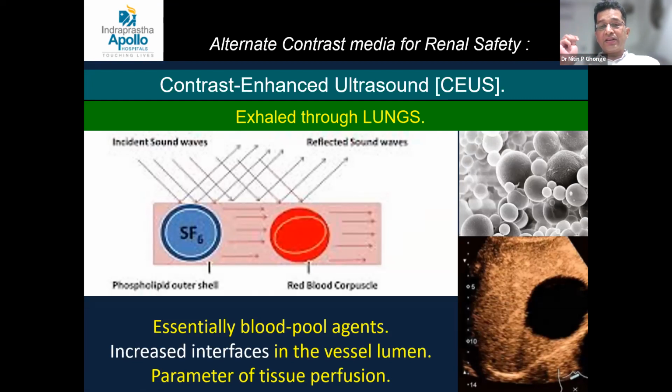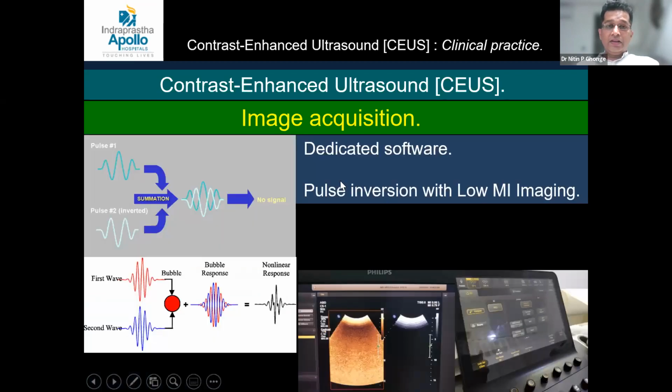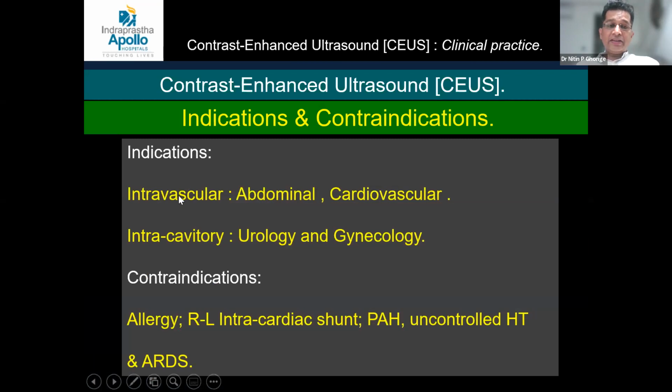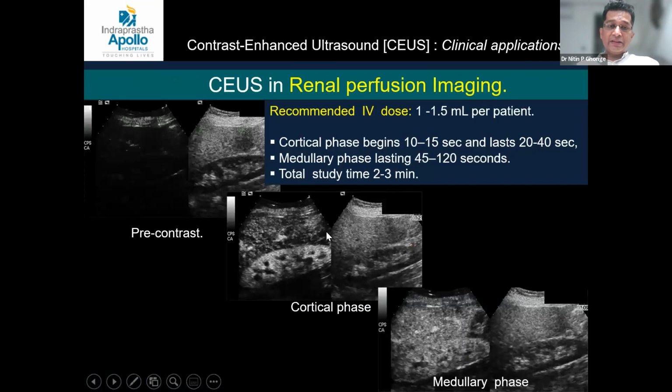If there is a need for contrast flow dynamics, then contrast enhanced ultrasound is possible, because it is not affected by poor renal excretion, as this is mainly excreted through the lungs, because it is a bubble based contrast. This needs dedicated software on the ultrasound system. Different indications include intravascular evaluation and intracavitary evaluation, and there are few contraindications, but usually it is a very good modality in patients where KFT is deranged.